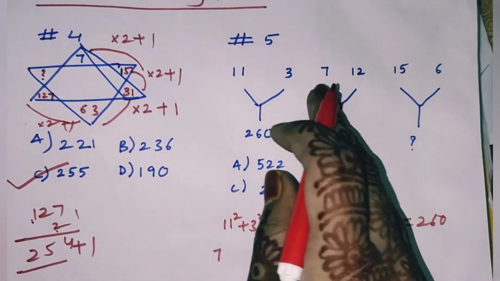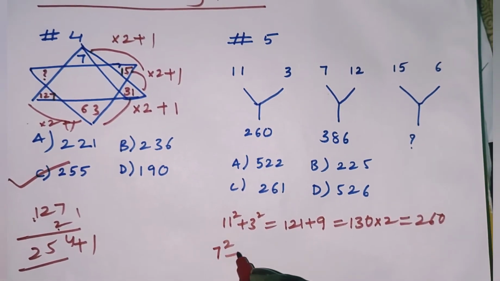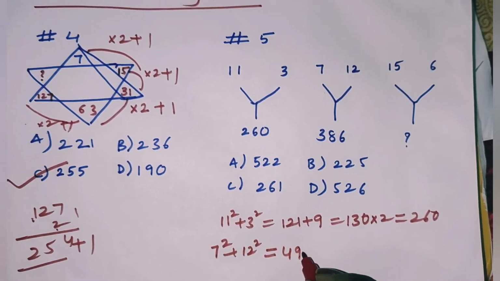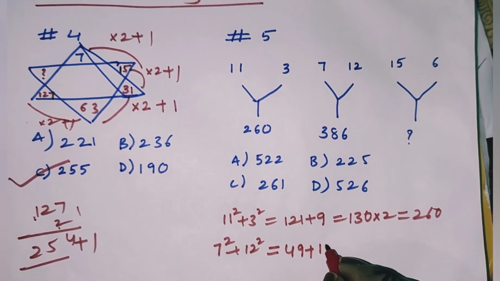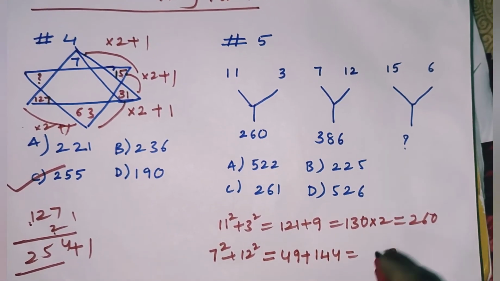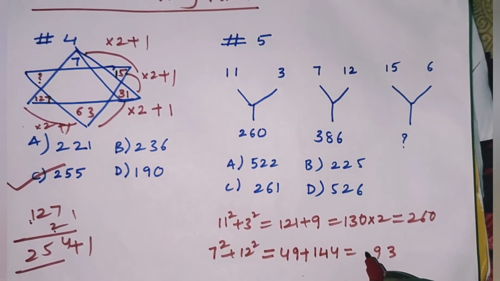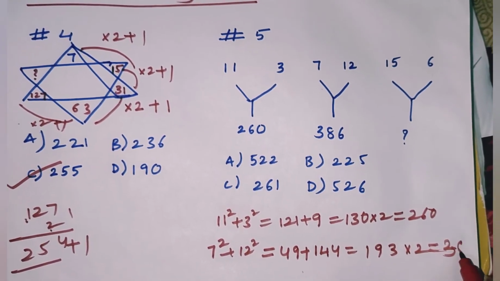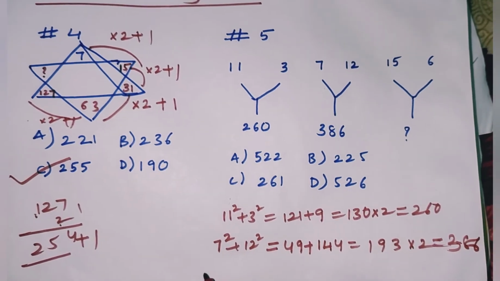Same process here, 7 12 386, 7 square plus 12 square is equal to 49 plus 144. How much you get here? 9, 4 plus 4, 13, 4 plus 1, 5, 1, 193. 193 into 2 is 386. Same process, do the same here.